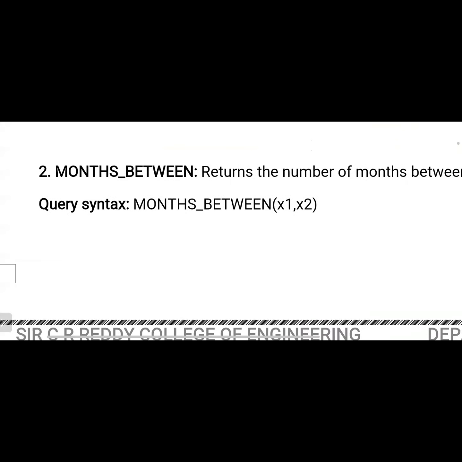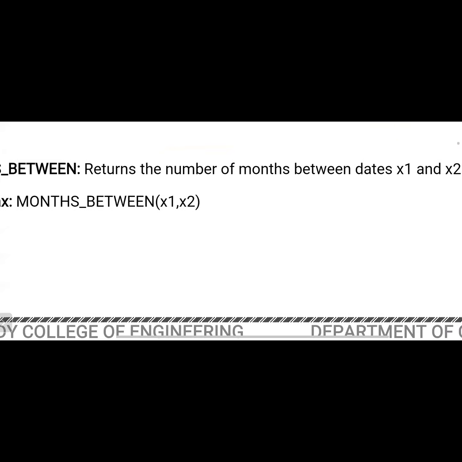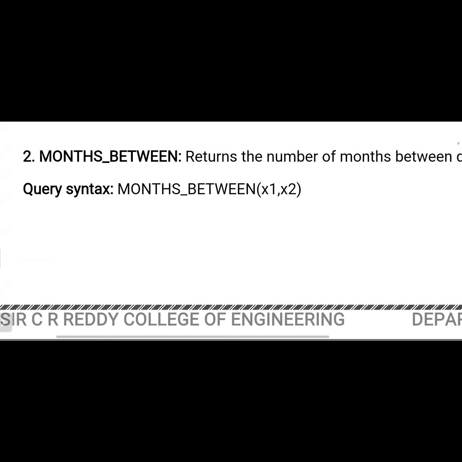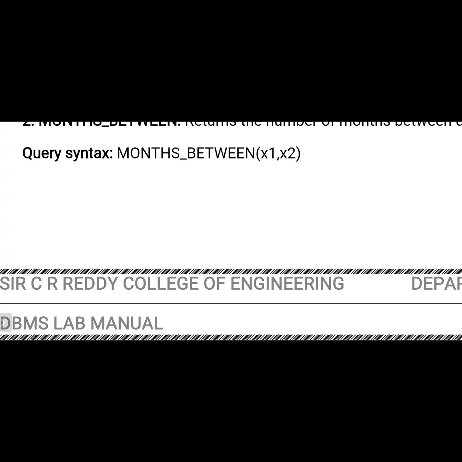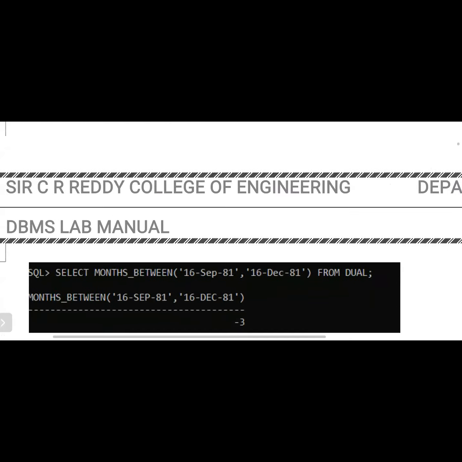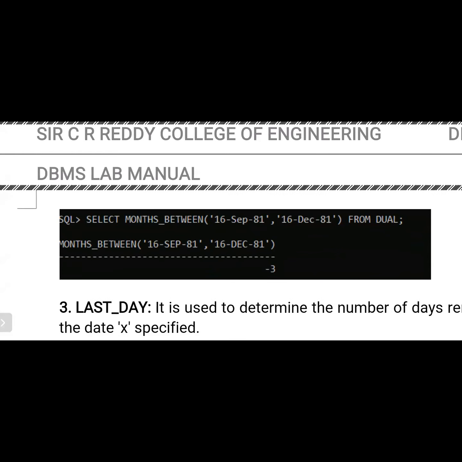Okay. So next one is months_between. That means here we specify how many months there are between given dates. For example, it returns the number of months between date x1 and x2. If you observe here the syntax, sit properly. Select months_between 16 September 81, comma 16 December 81. How many months are there? So 3. That will be returned here.